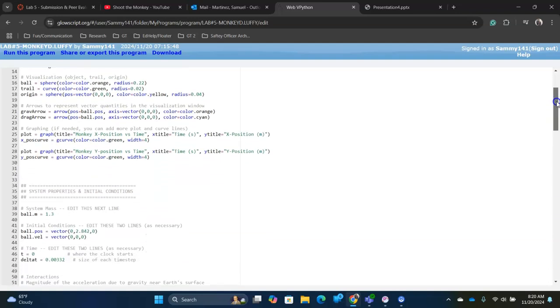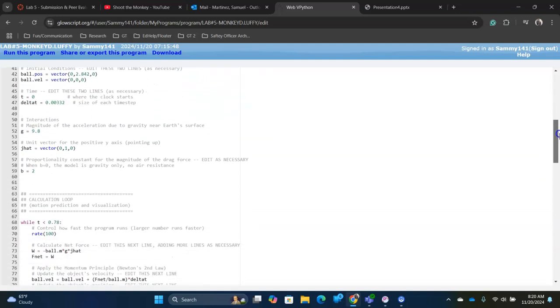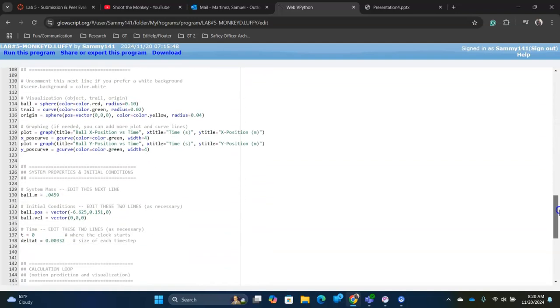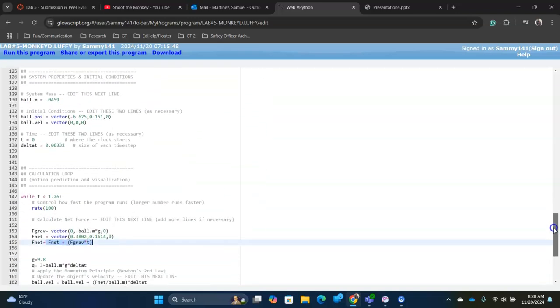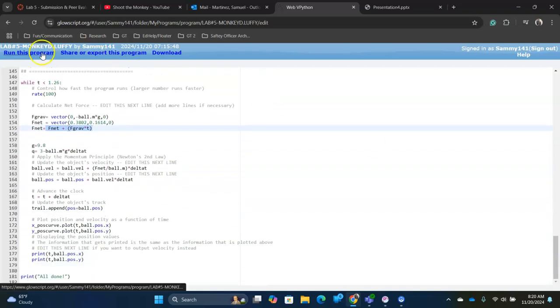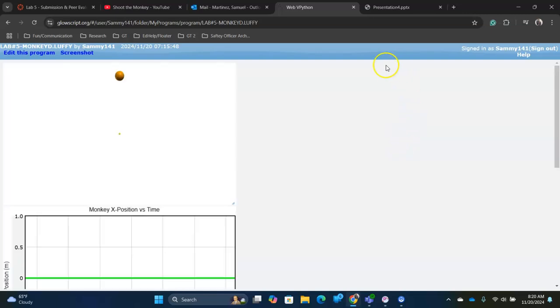So the first half of this code is pulled from Lab 2, which was the ball drop. And the second half of the code is pulled from Lab 1, which was throwing something at a constant velocity. And I take the time where they meet to be the final time to compare the two.